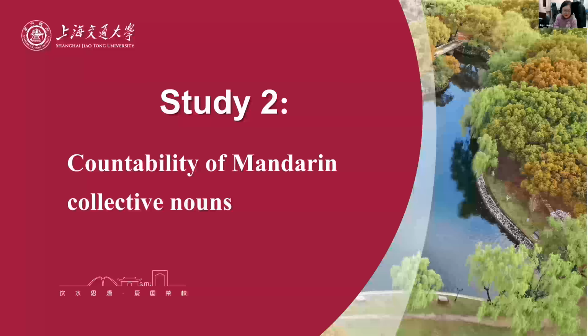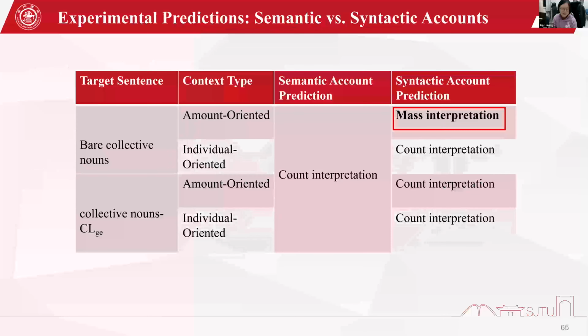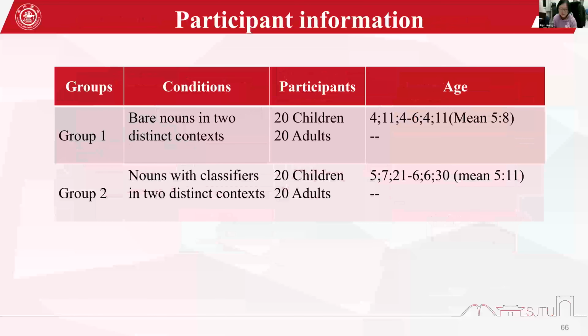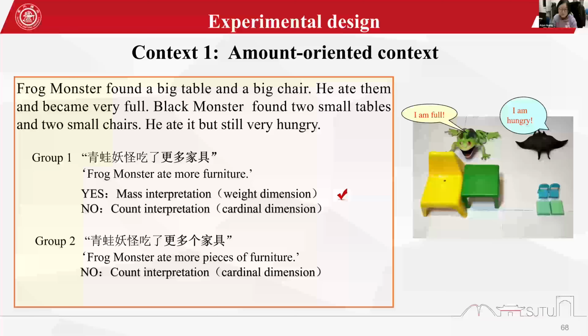So let's move on to the second study, which is about the countability of collective nouns in Mandarin. We actually have a very similar design, the manipulation of context and the presence or absence of individual classifiers. And also we have similar predictions for the semantic account and the syntactic account. And we test preschool children, but we use a truth value judgment task for this type of nouns. Again, we provide two distinct contexts.